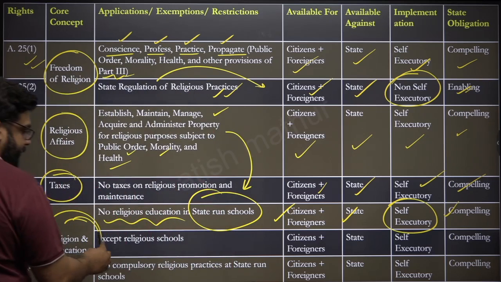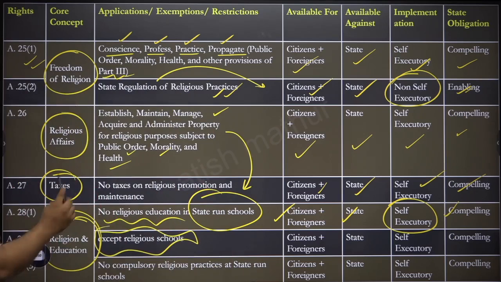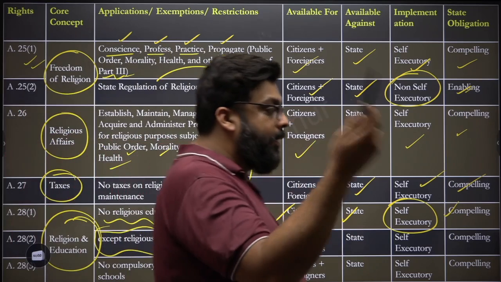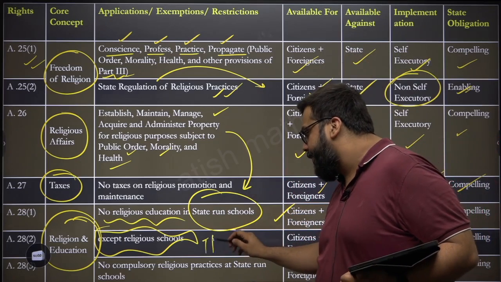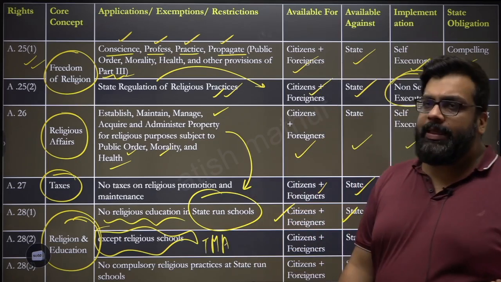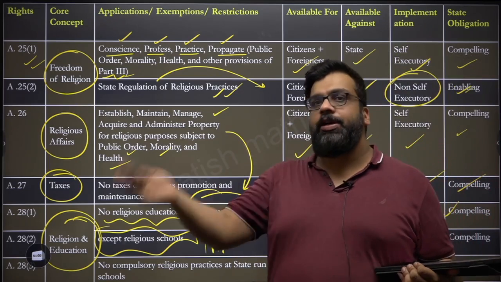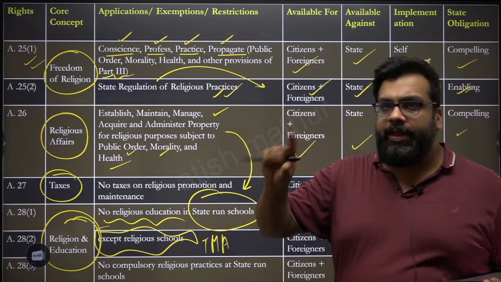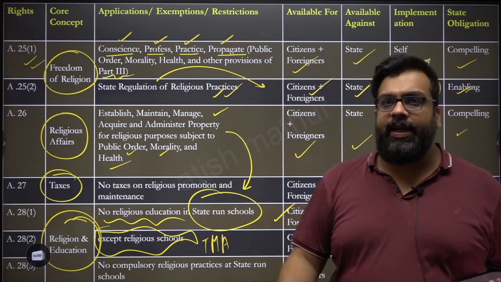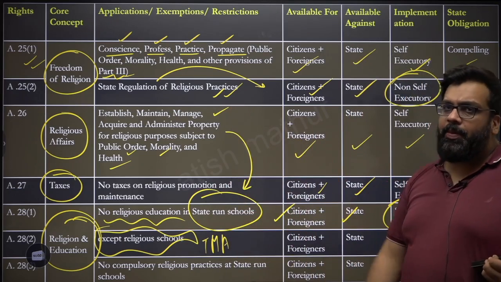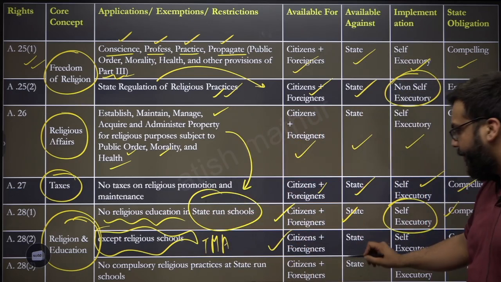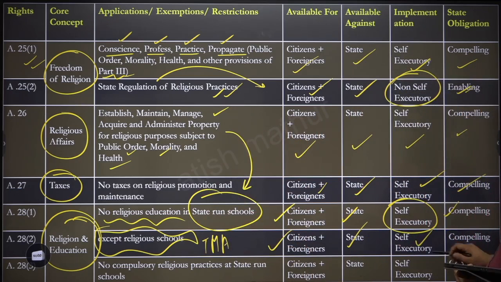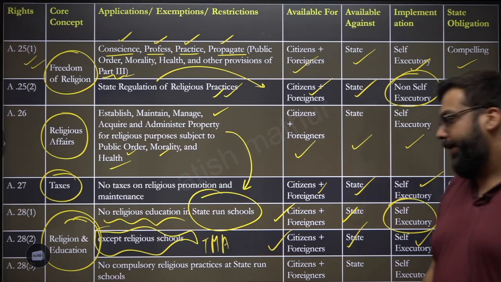28(2) is that, of course, in religious schools, religious education can be taught, and the state cannot interfere in the way religious education has been taught. There are Supreme Court judgments such as the TMA Pai Foundation case, where it says, depending on the nature of the funding of the state, there can be an intervention administratively and on welfare grounds, but that's not important for the prelims. Don't worry about it. Available for everyone, against the state, self-executory, and it's compelling in nature.